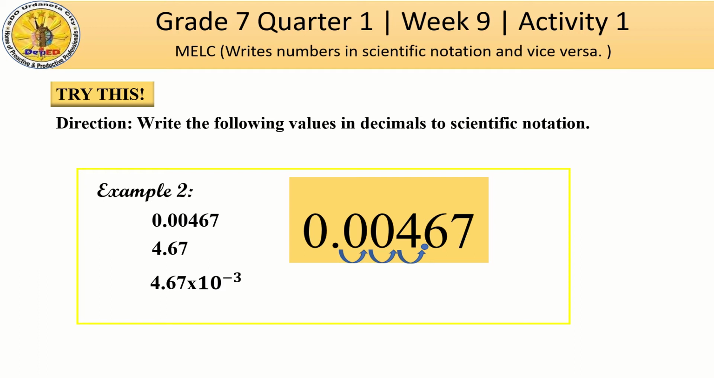So, my question now is, paano natin nakuha itong base 10 raised to the power of negative 3? Bakit negative? So, kapag ang movement is towards right, the exponent is negative. Pakitandaan. Number 2 yan. Natatandaan nyo. Since the decimal moves towards right, the exponent of the base 10 is negative.